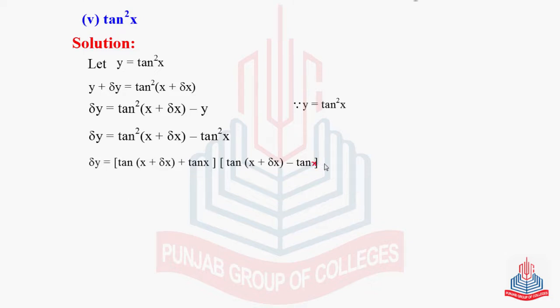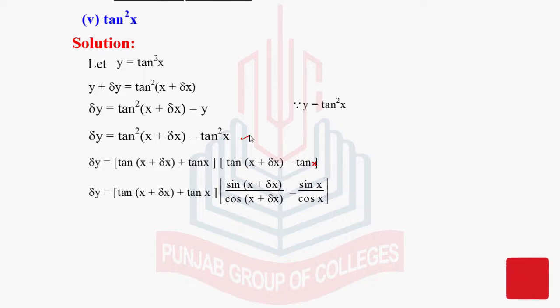As we discussed earlier, we have to simplify only that part which is not giving an answer. So when we move towards the limiting step and apply limit delta x approaches 0, that will become tan x plus tan x, which is 2 tan x. But when we apply the limit here, that will become 0. So here we have tan x minus tan x, which is 0 actually. So we have to simplify this one particularly.